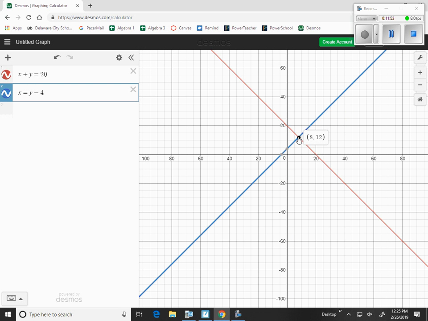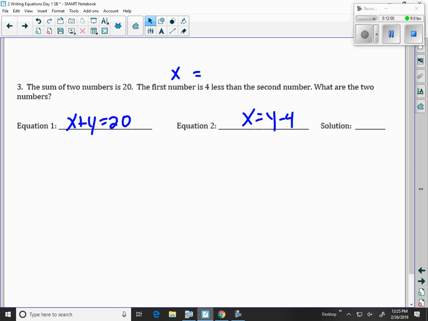8 and 12. Does that make sense? 12 minus 8 is 4. Add them together, you get 20. Great job. Thank you. I'm proud of you. Oh, what was it? Your 8 and 12. Not 8 and 20. 8 and 12.